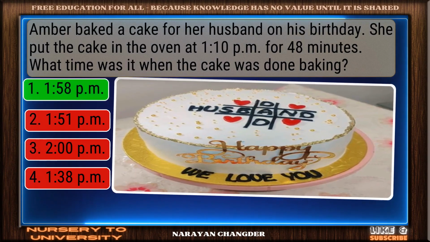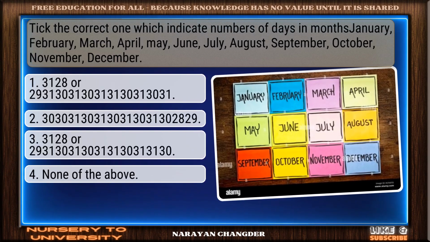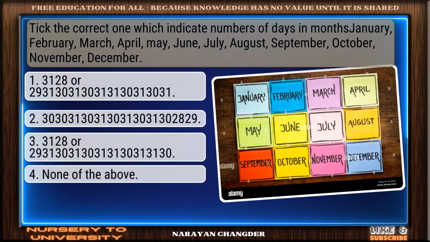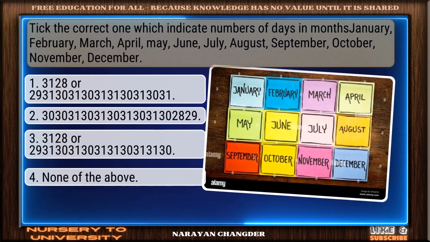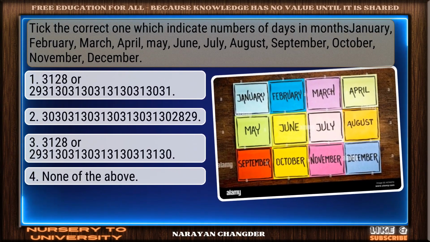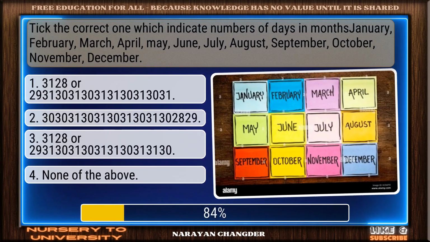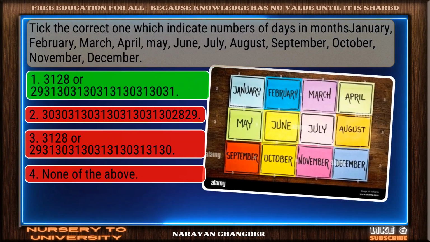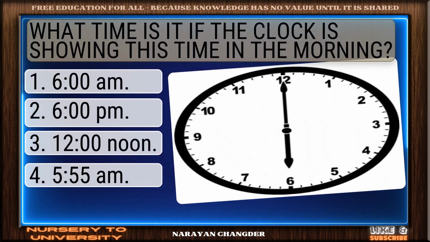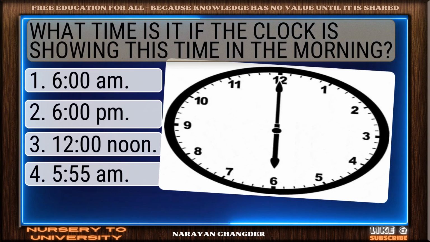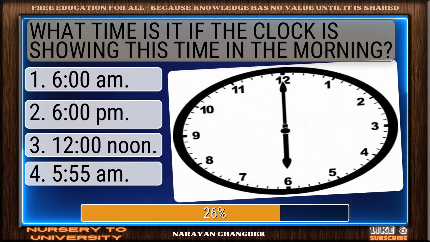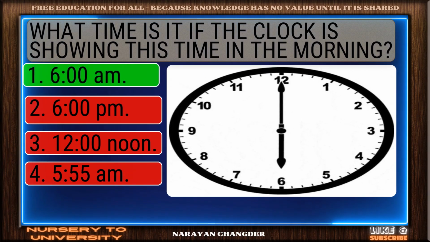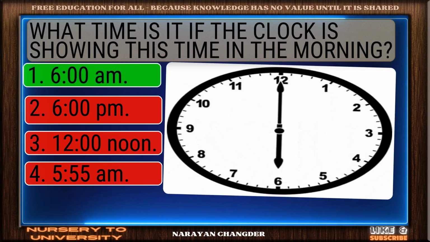and it is correct. Tick the correct one which indicates the number of days in the months January, February, March, April, May, June, July, August, September, October, November, December. Your answer 3123 and 3 works well here. What time is it if the clock is showing this time in the morning? You're right. 6 o'clock a.m. is the correct answer.